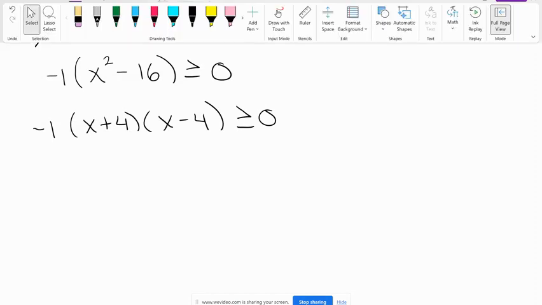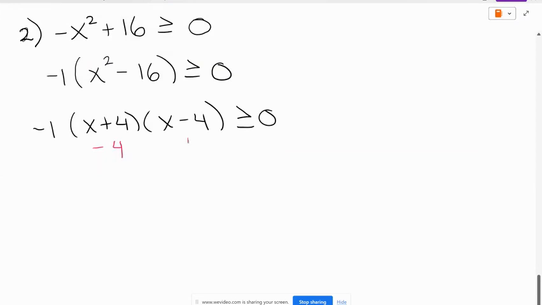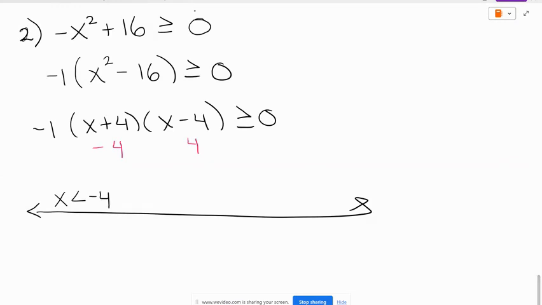Now I need my reference numbers. Who remembers how we get our reference numbers? Yeah, we basically solve and that would be -4 and +4. Those are going to be our reference numbers for testing our regions. So now we set it up and I'm going to test all numbers that are less than -4.